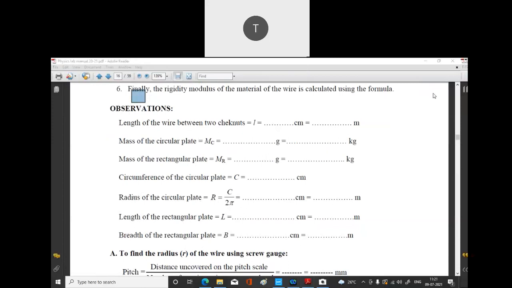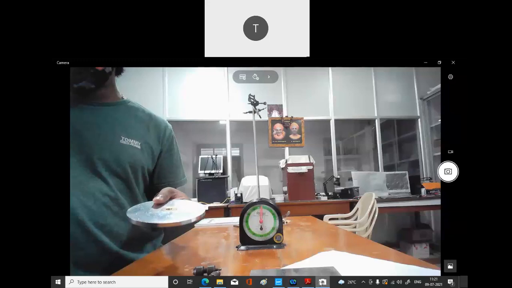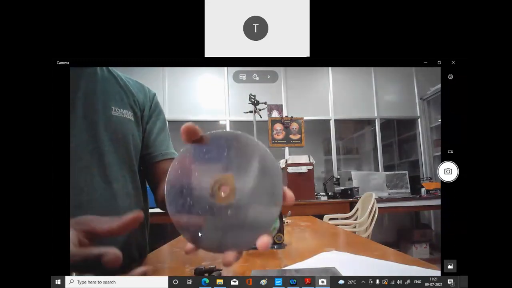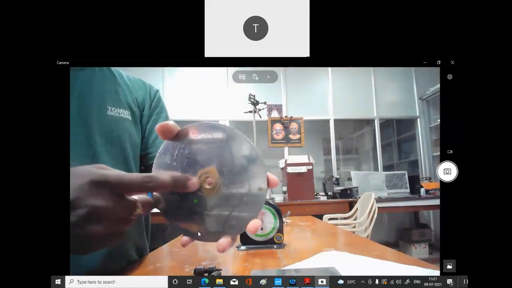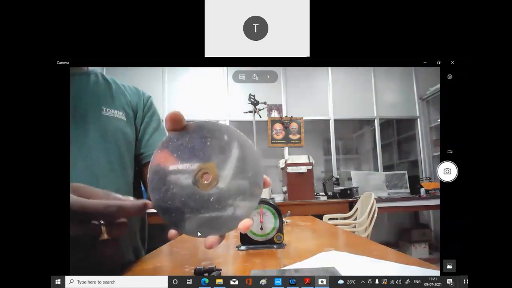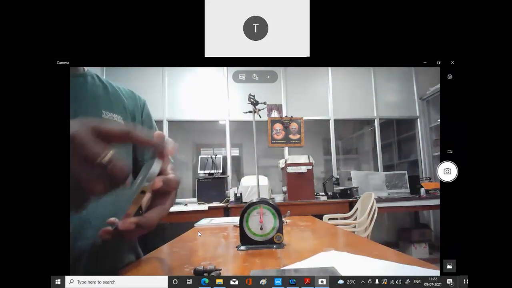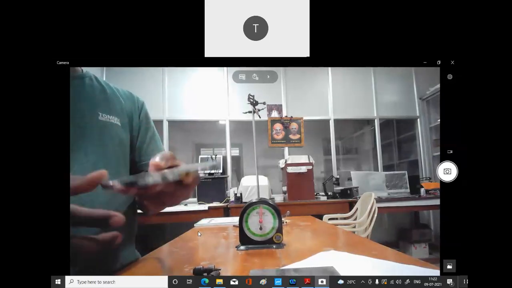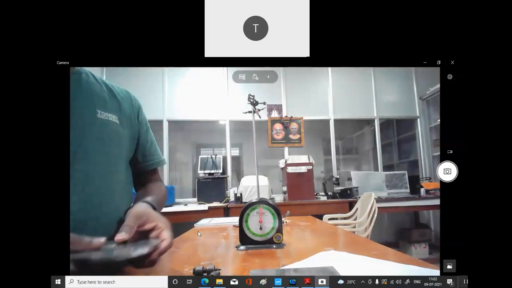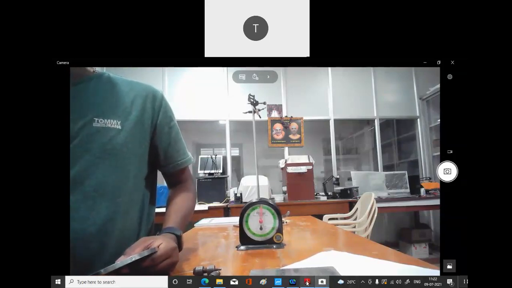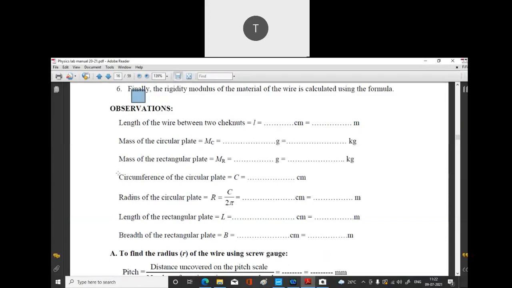So you find the mass of the circular and rectangular ones. Then I need the physical dimensions. Physical dimension means the radius of this. As you can see, there's a big hole in between, so you may not be able to find the exact radius. For that, you take a thread, find the circumference of this circle, and then get your radius. That is why you are finding the circumference.